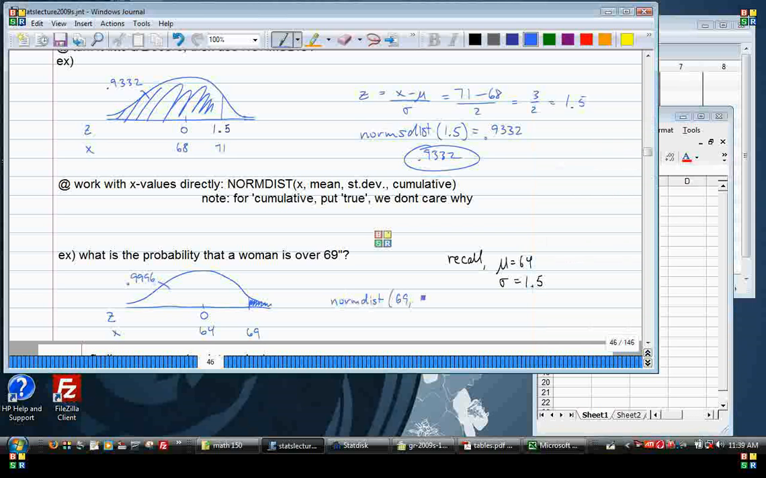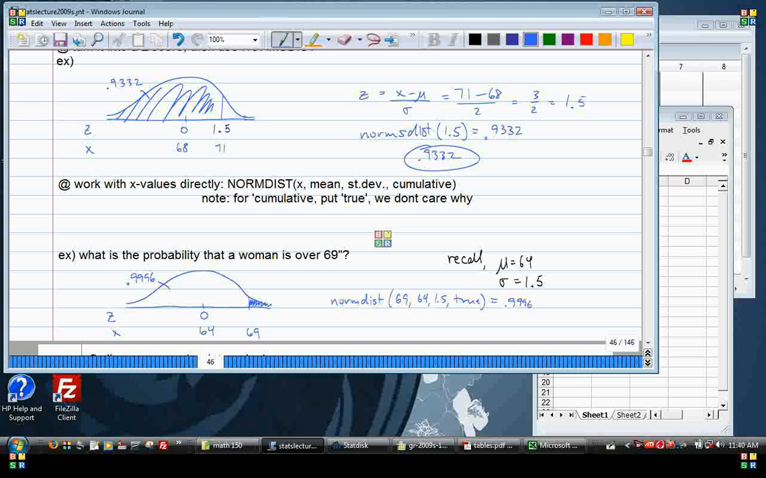Okay, what's the difference? Right, and what's the other difference? NORM.S.DIST, the S stands for standard. So when you do NORM.S.DIST, what kind of value does it ask for? It asks for a z-score. When you do NORM.DIST, what kind of value does it ask for? An x value, which is also known as a data value. So that's the difference.